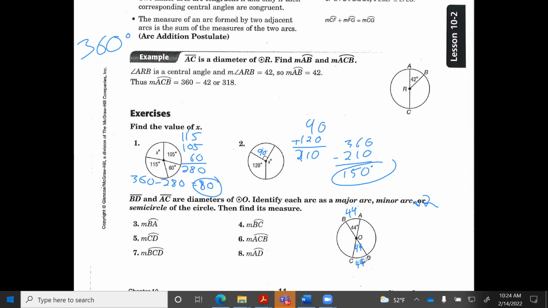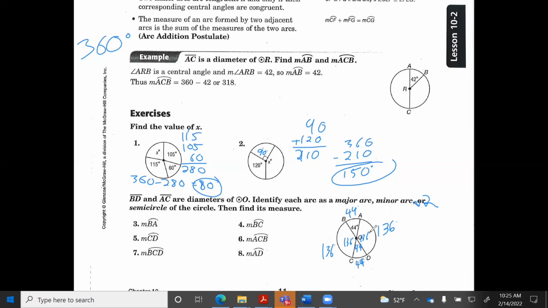Now, these are diameters, so they're splitting the circle in half. You know that half a circle is 180. If I take 180 and subtract off 44, what's this other piece going to be? 180 minus 44 is 136. So both of those are 136. Yeah, I could also put that on those inside angles if I wanted to, because again, the central angles and the arcs that they intercept are all going to be the same measure. But now we have all the measurements we need.